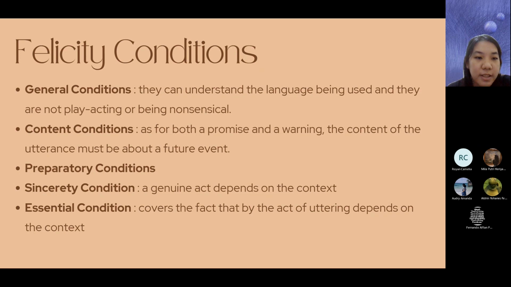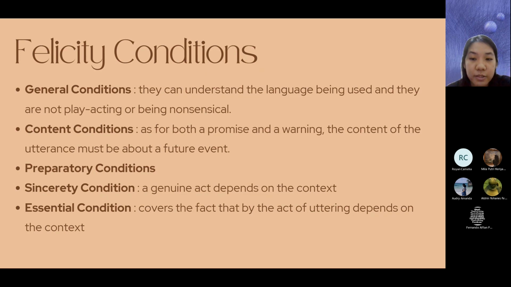And content conditions. As for both a promise and a warning, the content of the utterance must be about a future event. Then a further condition for a promise requires that the future event will be a future act of the speaker.